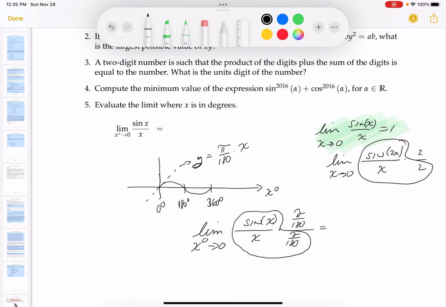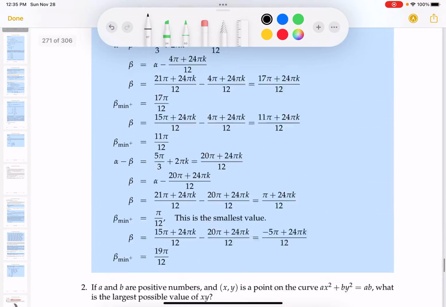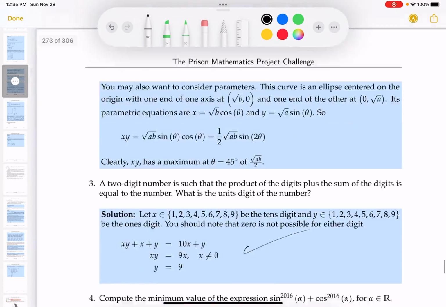And again, this is the visual of it right over here. So what's the answer over here going to be? Pi over 180. All right, kind of tricky, right? Let's take a look. That's number 5. I'm saying pi over 180.